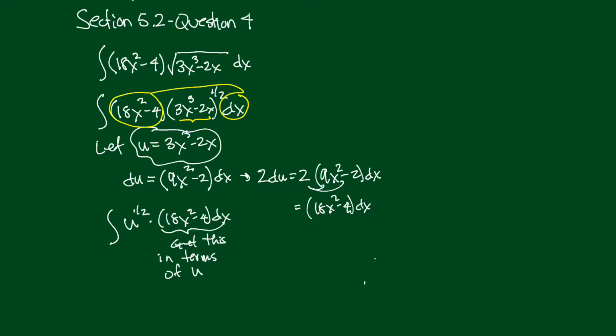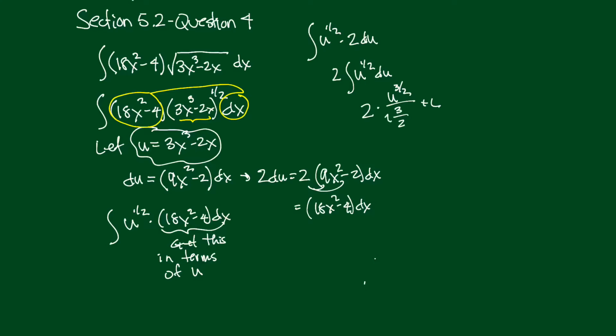So let's substitute. I'll do it up here at the top. I'll get u to the 1/2 times, and now that 18x squared minus 4 dx just turns out to be 2 du. Let's bring the 2 out in front as the constants come along. u to the 1/2 du. So this will give us, increase the exponent by 1, u to the 3/2, divide by the exponent, plus c.